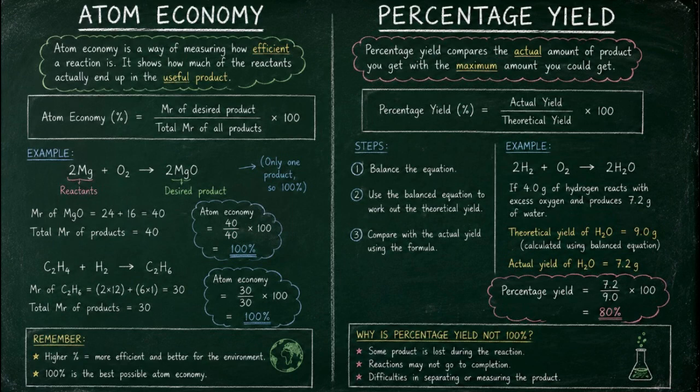Percentage yield compares the actual amount of product you get in the lab to the maximum theoretical amount you could get. Percentage yield equals actual yield divided by theoretical yield times 100. Yields are often less than 100% because some product is lost during the reaction, the reaction doesn't go to completion, or it's hard to separate and measure everything perfectly. These concepts help us understand not just what happens in a reaction, but how efficient and practical it really is.